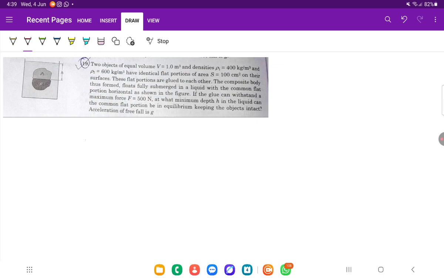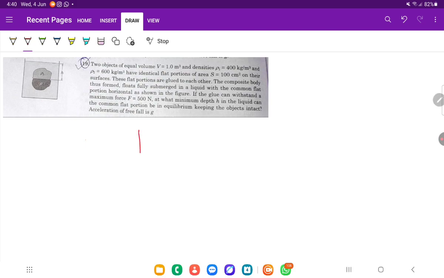Two objects of equal volume V equals 1 meter cube and densities rho 1 equal to 400 kg per meter cube and rho 2 equal to 600 kg per meter cube have identical flat portions of area S equals 100 centimeters square on their surfaces. These flat portions are glued to each other. The composite body thus formed floats fully submerged in a liquid with the common flat portion horizontal as shown in the figure. If the glue can withstand a maximum force F equals 500 Newton, at what minimum depth h in the liquid can the common flat portion be in equilibrium, keeping the objects intact? Acceleration of free fall is g.